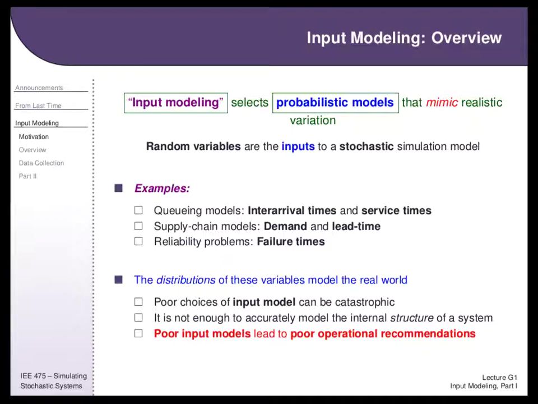In these examples of human systems, the inter-arrival times and the service times are our inputs. In supply chain models, they're typically the demand, a discrete quantity, like how much demand I get each day, and the lead time, how much delay it takes for me to order new supplies. In reliability problems, it might be the failure time. So these are common inputs. The distributions of these variables model the real world, and so we want to take data on the real world and do a good job building stochastic models that capture that data.